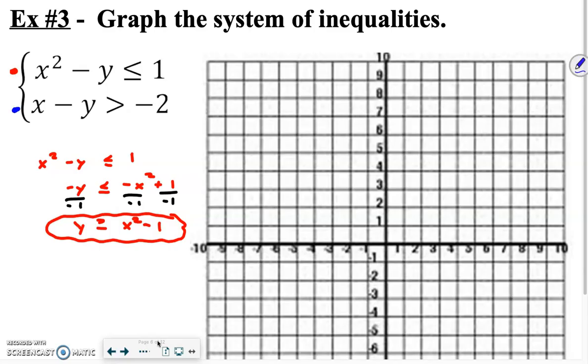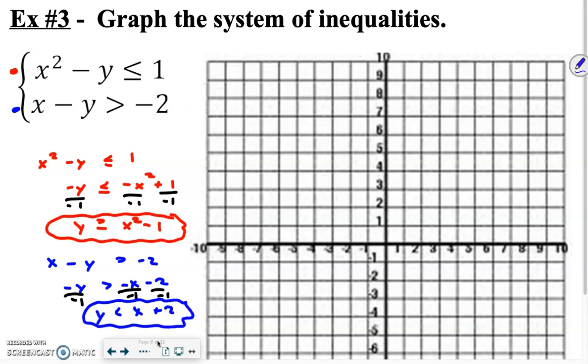But we're going to do the same thing here with the second. We have x minus y greater than negative 2. When I subtract the x over, negative y is greater than negative x minus 2. Once again, dividing everything by negative 1, another situation where we are going to switch the sign, positive x plus 2. So we have the red inequality, which is quadratic. We have the blue inequality, which is linear. Do we feel like we know how to graph these things from here?